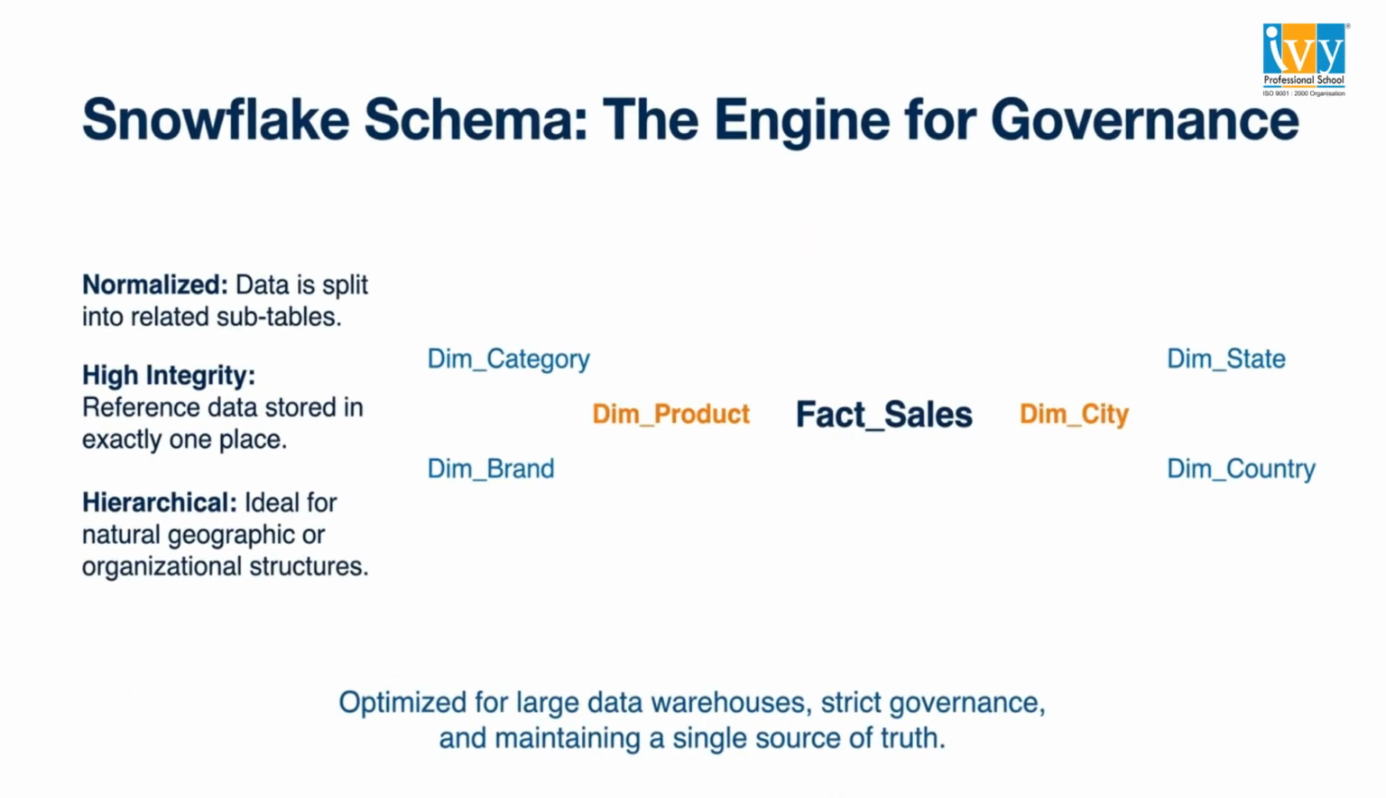The Snowflake Schema takes a more normalized approach. Instead of keeping all descriptive data in one dimension table, it breaks those dimensions into smaller related tables. This makes the model more organized, more structured, and often better aligned with master data management. Snowflake Schema is useful when data integrity, consistency, and governance are top priorities. While it may introduce more joins, it provides a cleaner and more controlled enterprise data structure.